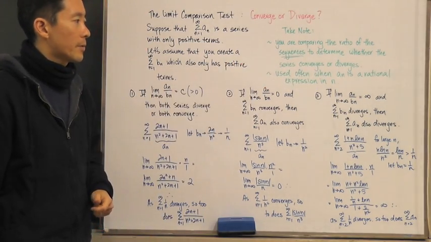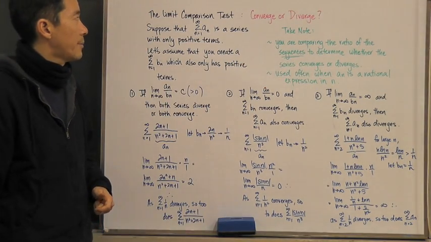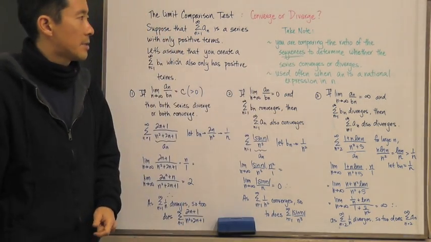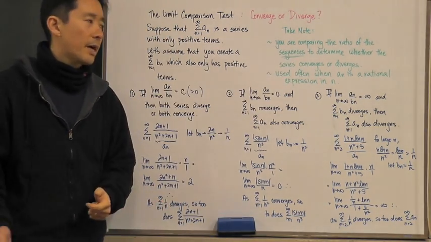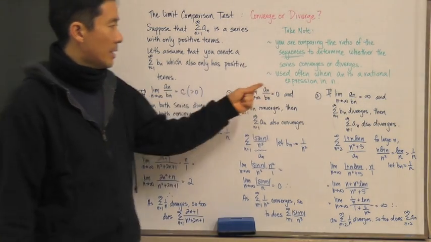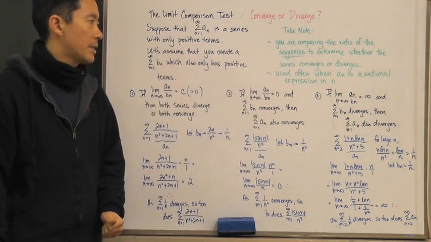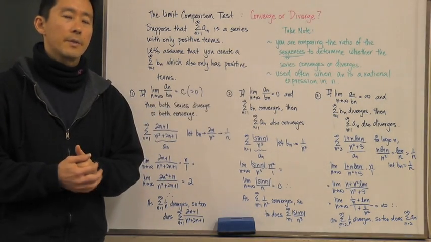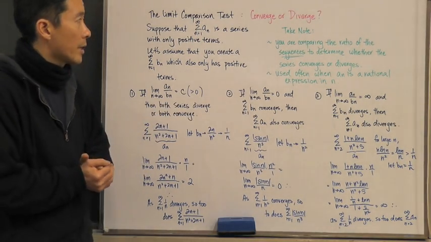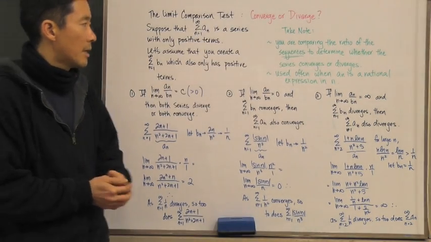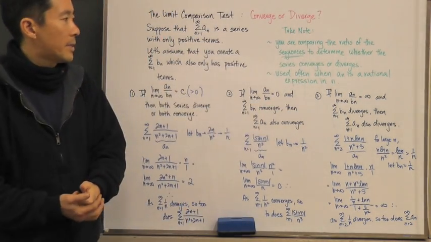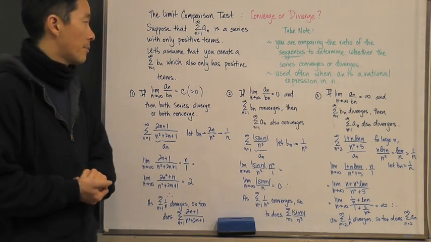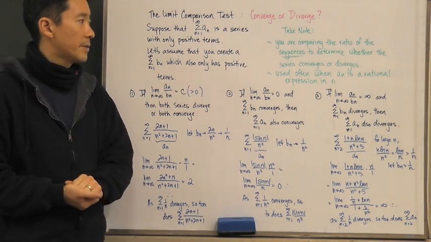One of the things we want to take note of about this limit comparison test is that you're comparing the ratio of the sequences to determine whether the series converges or diverges. It is often used when a sub n is a rational expression in n. So we'll take a look at some examples of how we can use the limit comparison test, especially when a sub n is a rational expression in n, and it's more difficult for us to compare it with another given series.